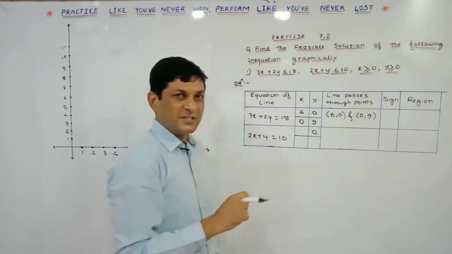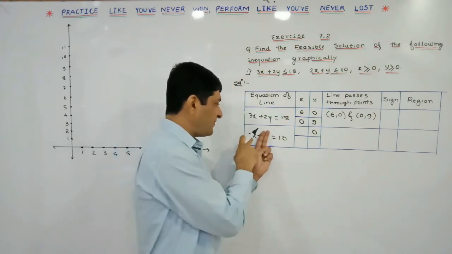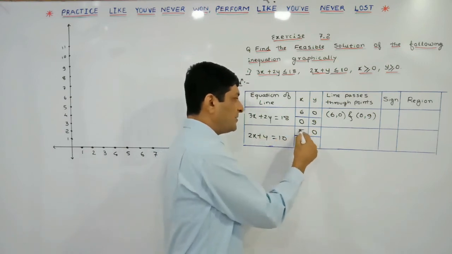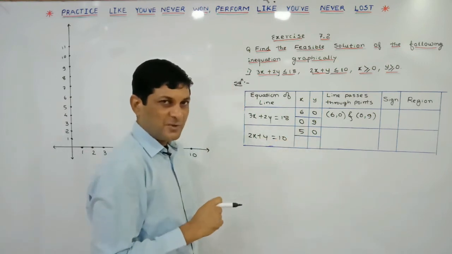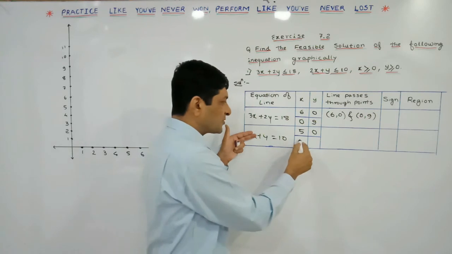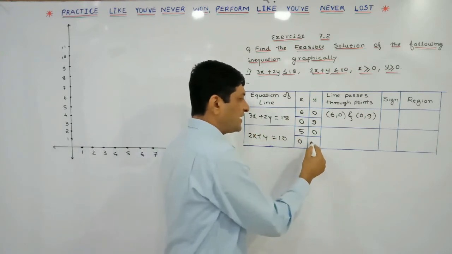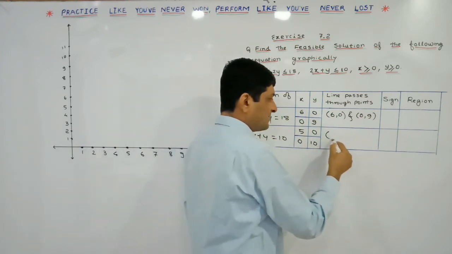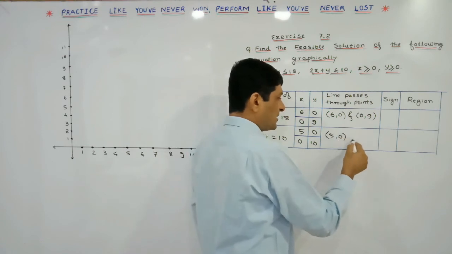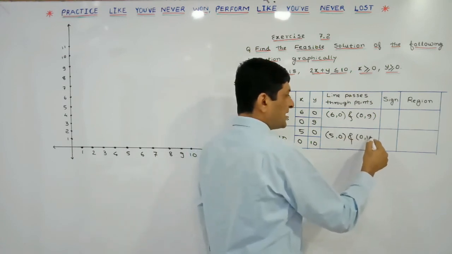Here also we use the same method. First substitute y equal to 0 and try to find the value of x. 2x is equal to 10, which implies that x is equal to 5. Then substitute x equal to 0. What value of y are we getting here? 10. It means the second line passes through the points (5, 0) and (0, 10).